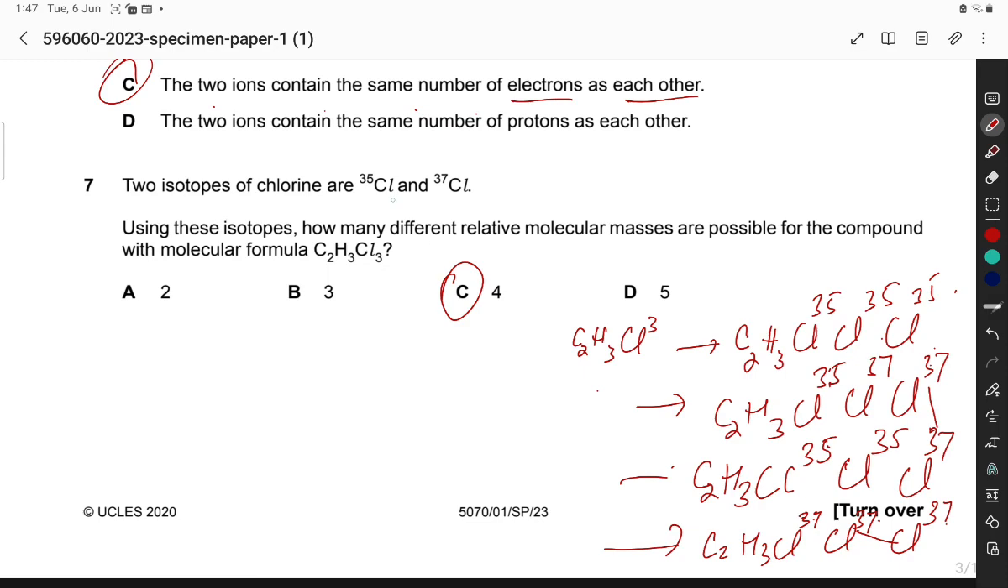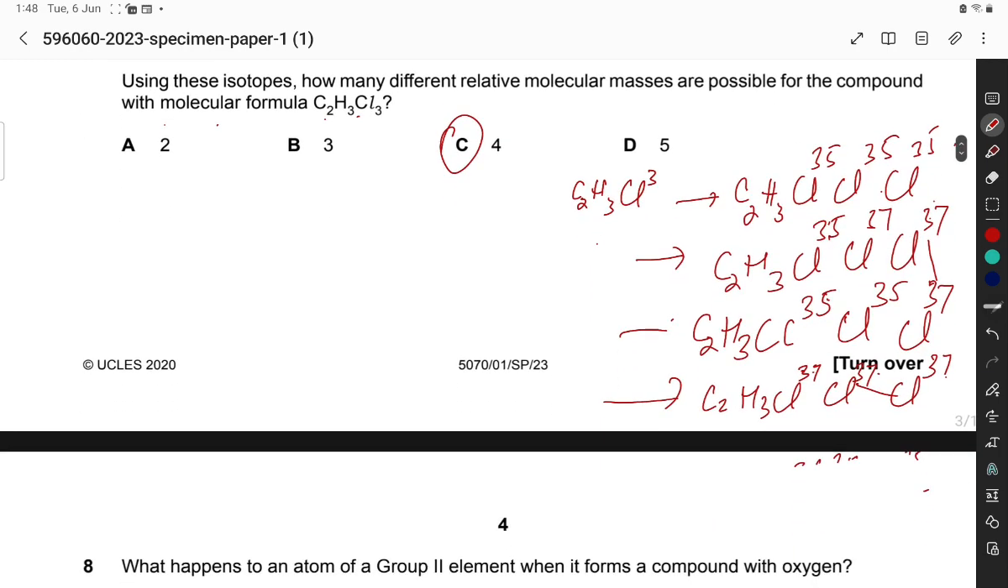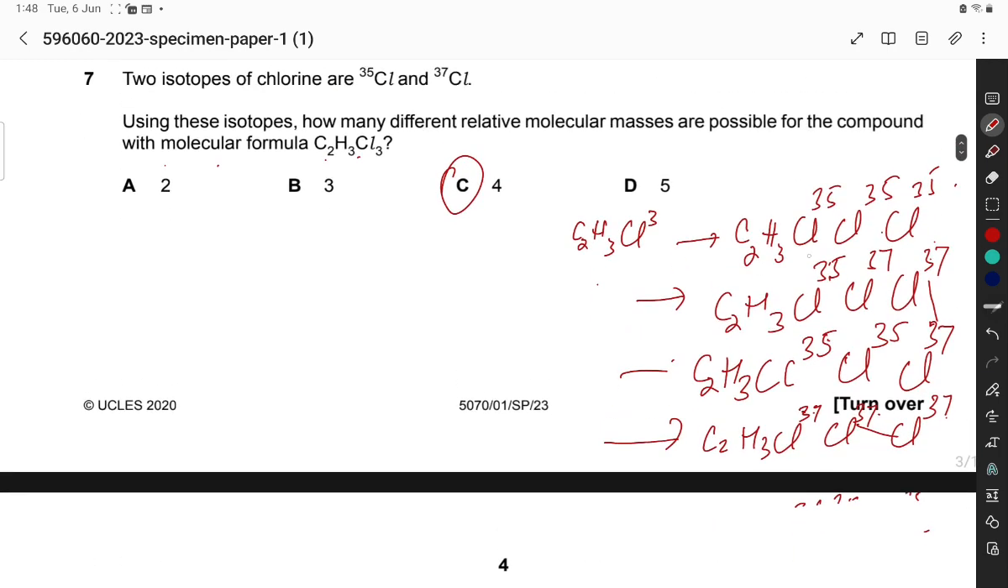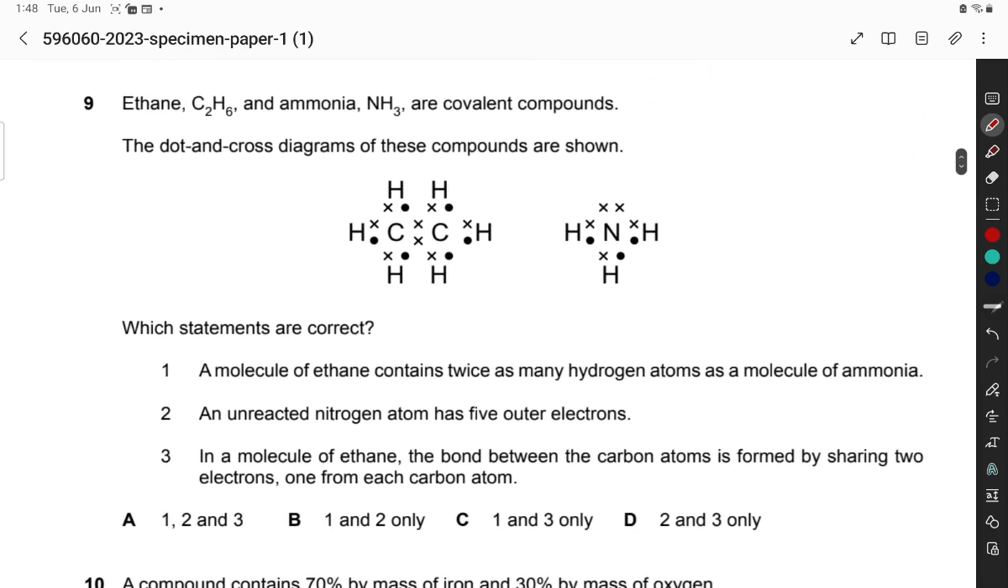Question number 7. Two isotopes of chlorine, Cl35 and Cl37. Using these isotopes, how many different relative molecular masses are possible for the compound with this molecular formula? It has option C, 4. So you can identify like this. Calculate the Mr like this: 35, 35, then 35, 37, then 37, 35, and then 37, 37. So it has 4 possible molecular masses. So C is the best option.